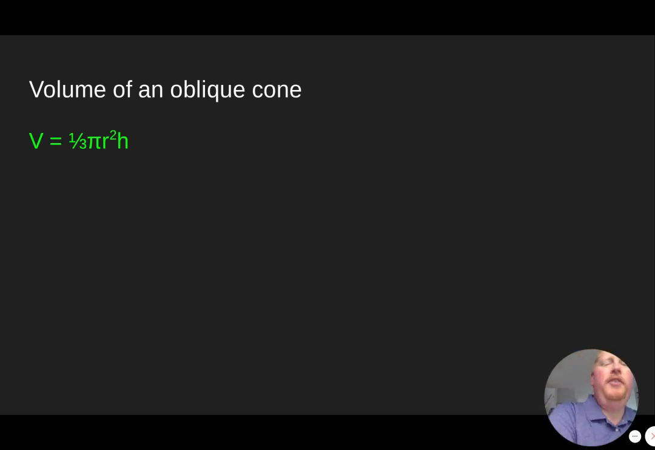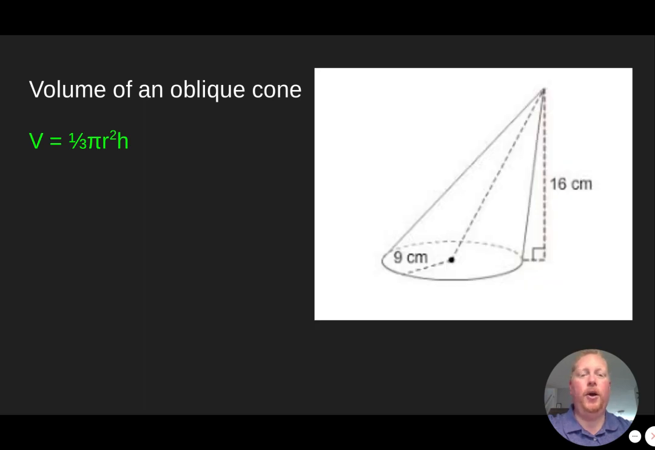So now let's talk about the volume of an oblique cone. So an oblique cone is basically a cone that doesn't have the apex centered over the circle. So if you take that apex and shift it over a little bit, that's what makes it oblique. All right. So here we have an oblique cone with the radius being 9 and the height being 16. Okay, and again, that height is always going to be perpendicular to the base. So they made a point to show that this 16 is perpendicular, even though it touches outside the circle, it's still perpendicular to that plane.